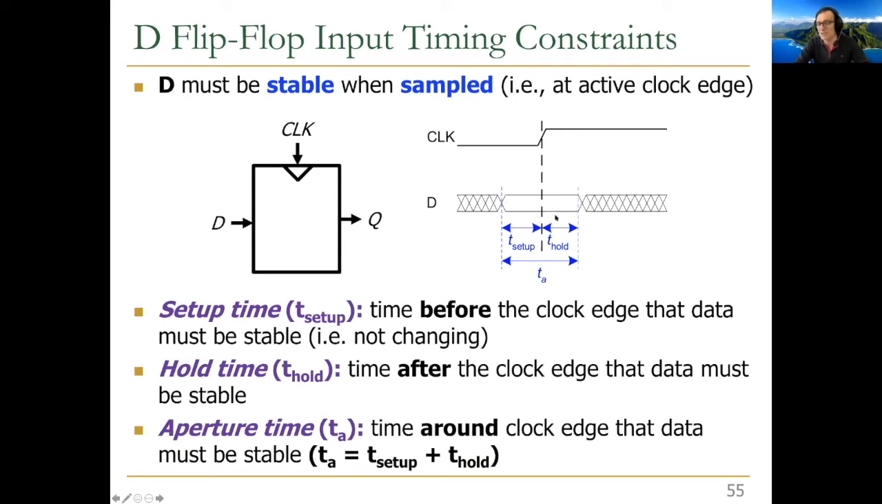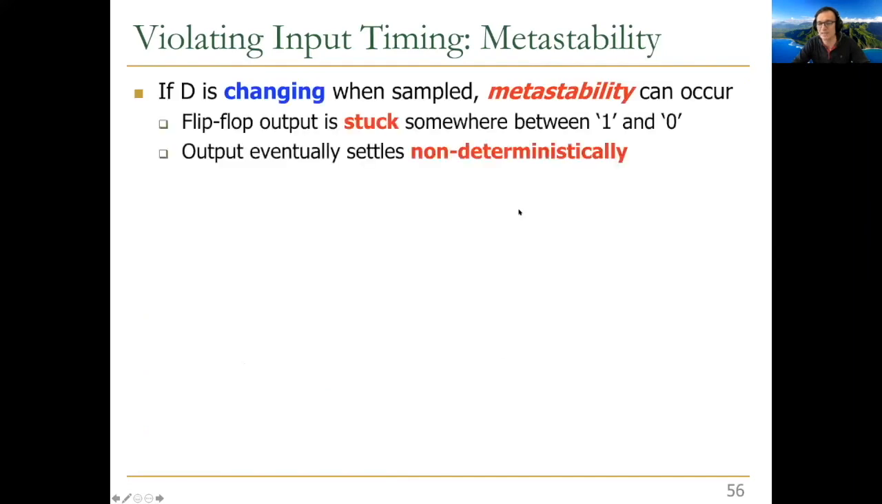Because if you change D in the aperture time window, the circuit is not guaranteed to be stable. It becomes metastable.